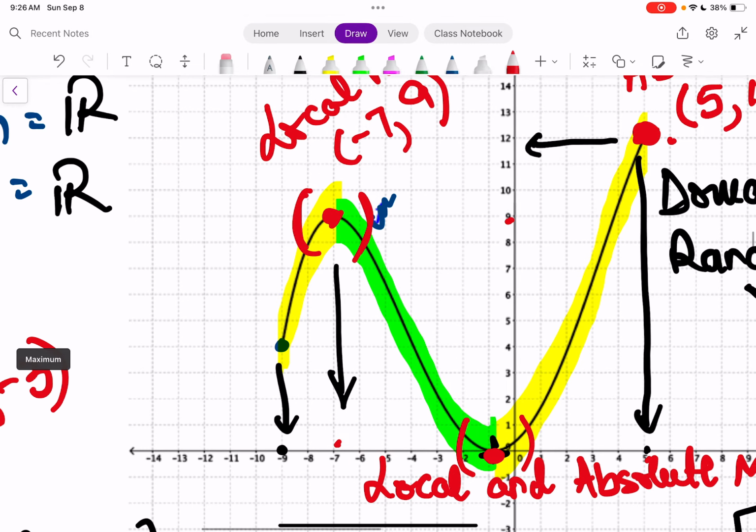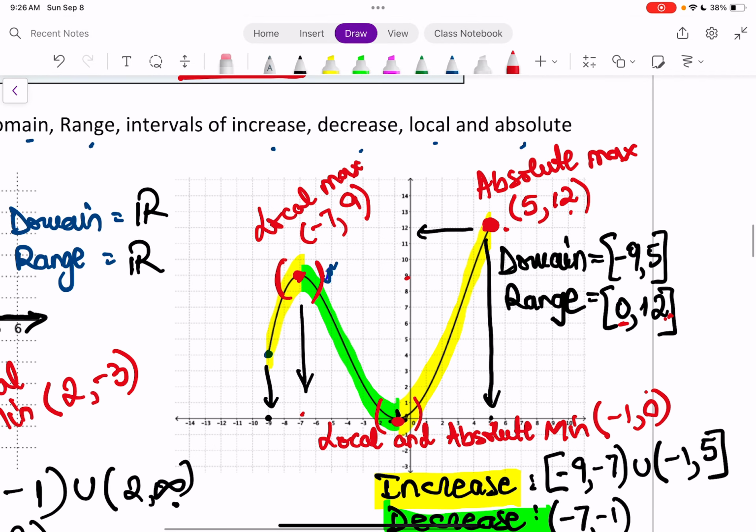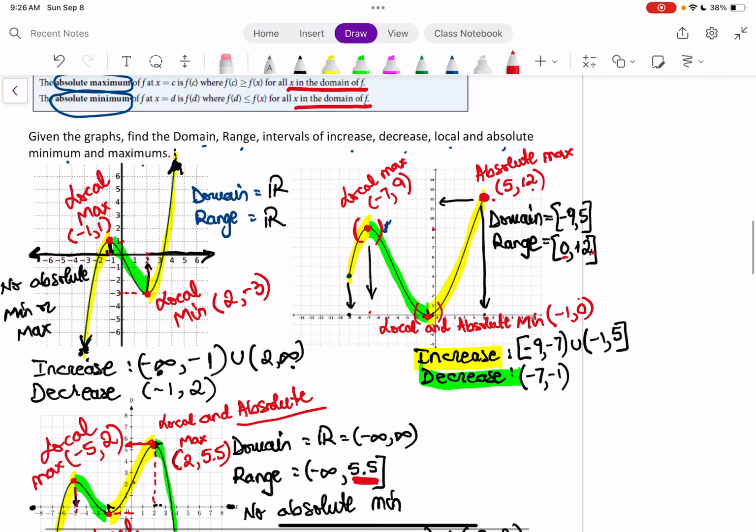Same thing with this point. It's not the absolute lowest point, and it's not a local minimum because it doesn't have a neighborhood around it. It just starts right there. Okay, so local is really a turning point in the graph where the graph is switching from increasing to decreasing or decreasing to increasing. Okay, so those are the definitions.